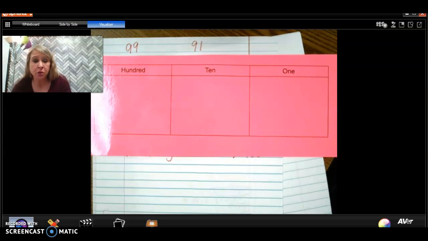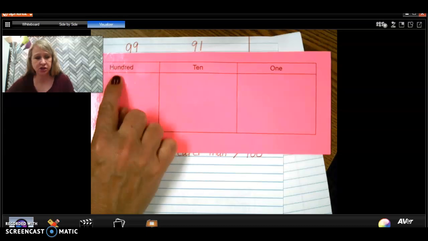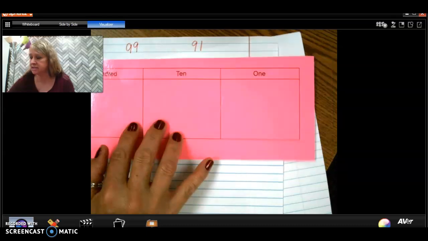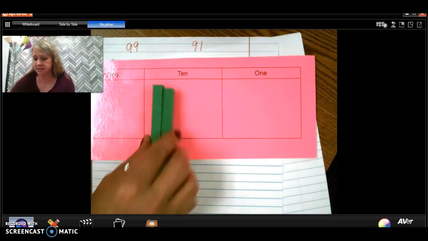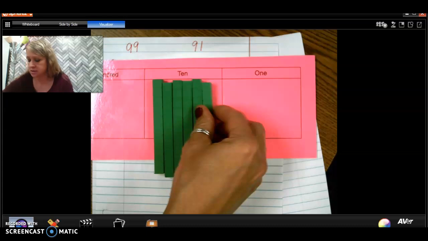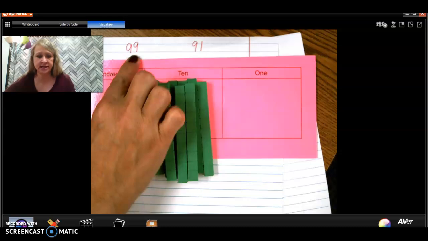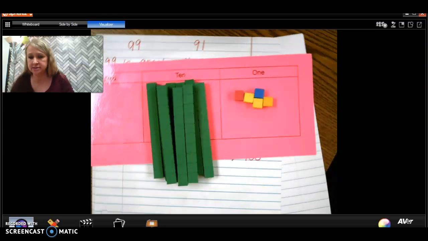So we are going to model the numbers with our base 10 blocks to find which number is greater. So let's make Angie's marbles, 99. Does she have any hundreds? Nope, not yet. Almost, but no hundreds yet. Just tens. So she has 9 tens. I'm going to put 9 tens for Angie. And how many ones does Angie have? 9 ones. So now I'm going to put down 9 ones.